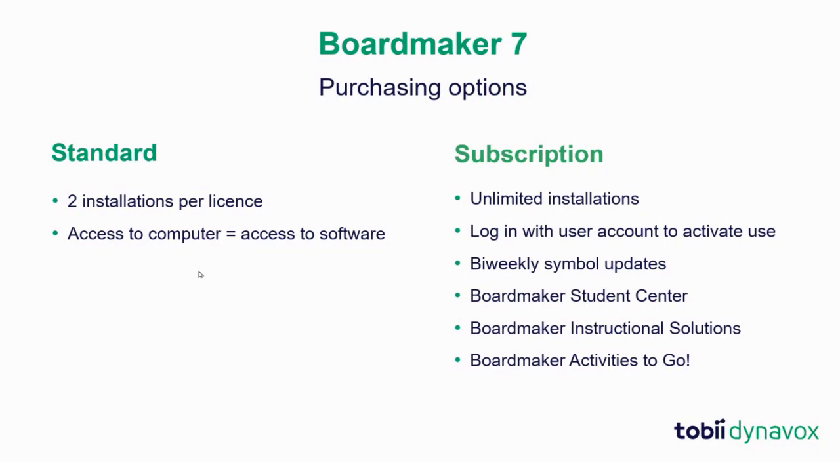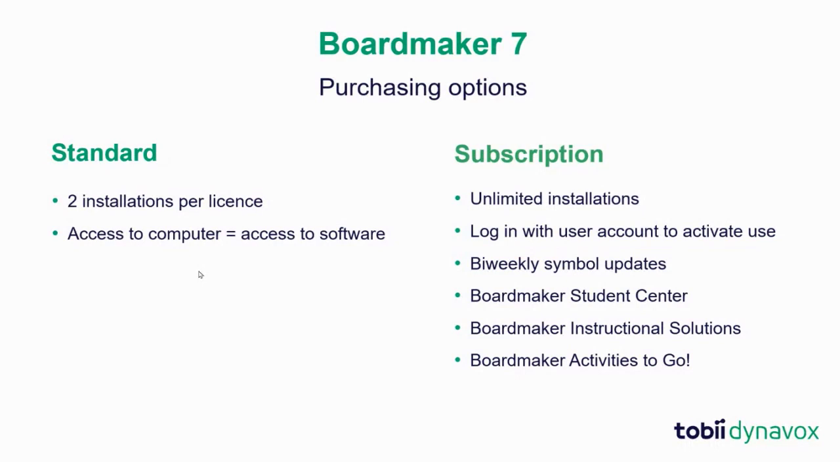The other option is Boardmaker subscription. So you have unlimited installations, and you log in to any computer where it's installed, and when you log in, it activates that installation. It checks your account and says, yep, you're free to use it, and you go on and use Boardmaker 7 on that computer. With the subscription, you get everything we just discussed, those lovely improvements as you do with standard, but you also get a continued biweekly symbol update.